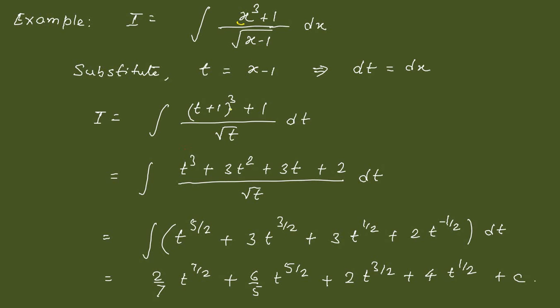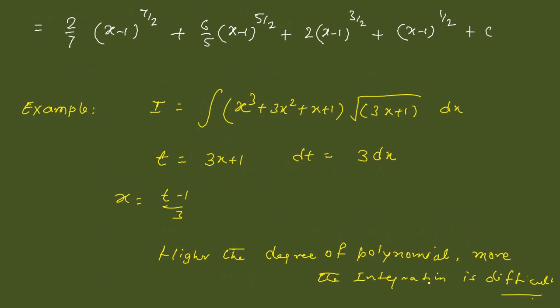Of course after expanding it, we will get t cube plus 3t square plus 3t, and this 1 and 1 will get added to 2, all divided by root t. After just separating it, we will get t to the power 5 by 2, 3t to the power 3 by 2, 3 times t to the power half, and 2 times t to the power negative half. And after just integrating, we will get this as the integration in the form of t, but t was x minus 1, so we will substitute it back to get this answer.